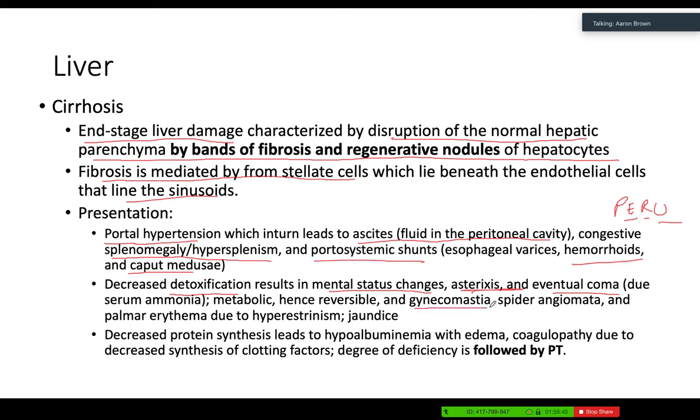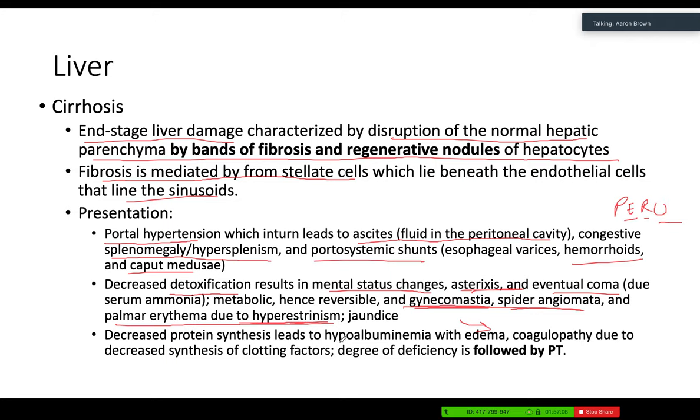We will see gynecomastia. Why do we see gynecomastia and spider angiomata? Due to estrogen. Okay, palmar erythema due to hyperestrogenism. So when we have too much estrogen in the bloodstream, it leads to some of these problems. We'll also see jaundice because we're unable to get rid of all the bilirubin out of our bloodstream.